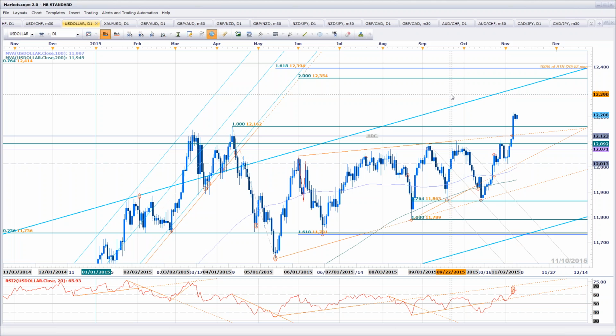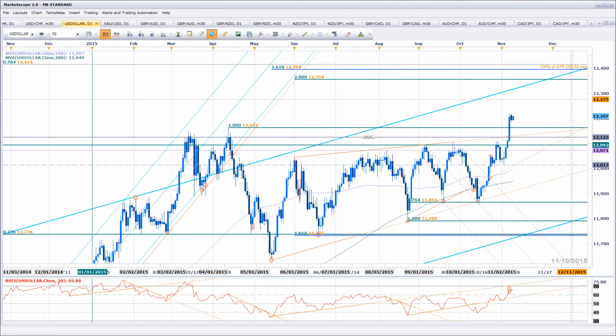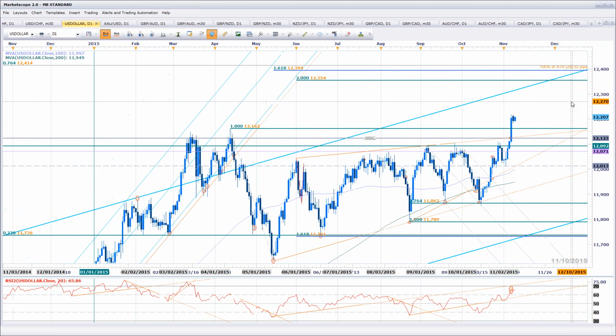So next reasonable area of resistance would be that median line that you see there in blue. We still got a ways to go. And momentum, just remember, this is the first break above 60 that we've seen since March. So don't underestimate the fervor of the rally here.